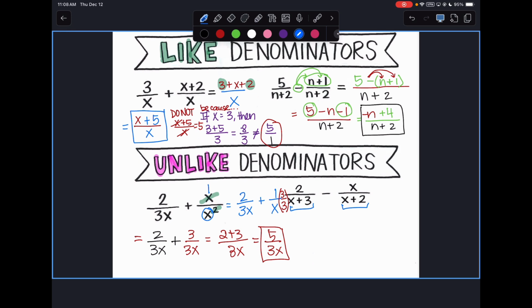Multiply. This x plus 3 needs an x plus 2, right? And this x plus 2 needs an x plus 3. We need to multiply each one with each other's denominator to have a common denominator. So here's my 2 over x plus 3 needing x plus 2 in the denominator, but I can't just multiply by x plus 2. I have to have a single value that equals 1. So we need x plus 2 in the numerator and in the denominator.